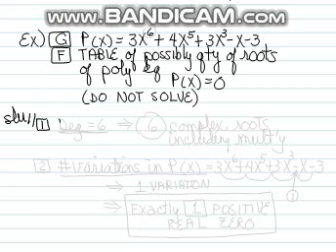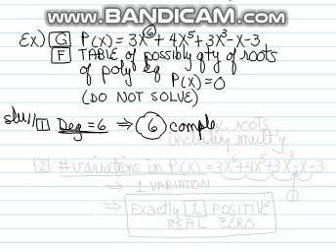Step 1, and we're following the note that we saw previously. Step 1 says the degree is equal to 6. Now that's because the highest power on the polynomial is 6. So that implies that we are going to have a total of 6 complex roots, including multiplicity. It's good to mention that.